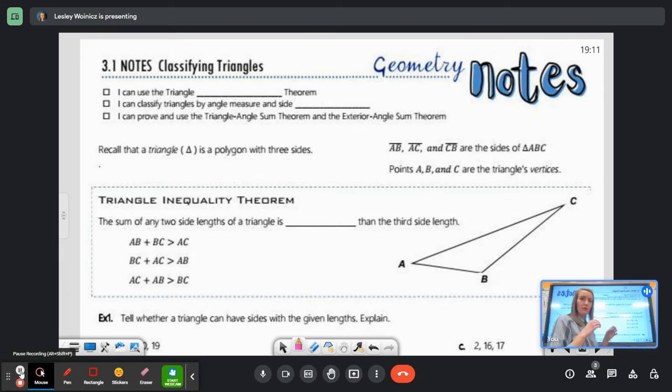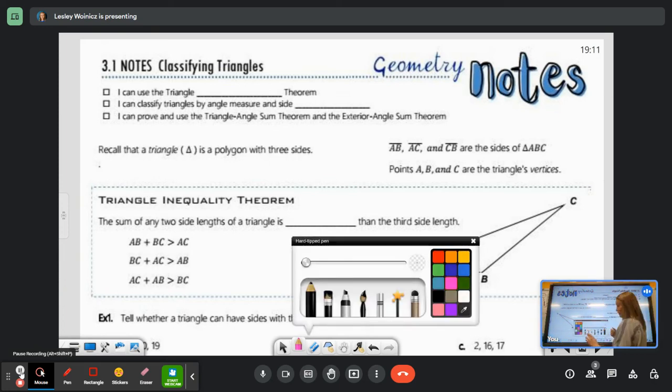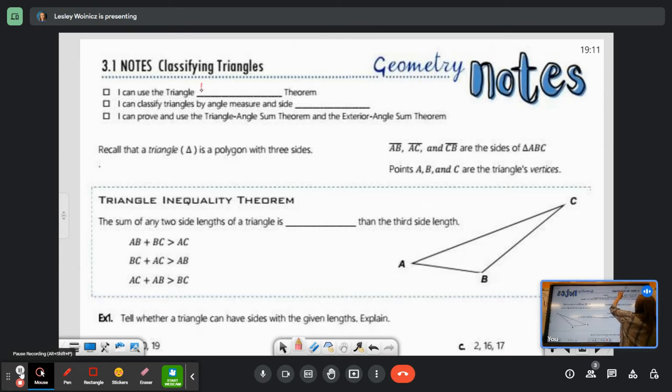Oh, okay, so we're going to use the triangle inequality theorem. It's going to be really fun to see if I can remember what goes in the blanks tonight. So feel free to laugh at me at home. Okay, we're going to classify triangles by angle measure and by side length. And we're going to use the triangle angle sum theorem and the exterior angle sum theorem.